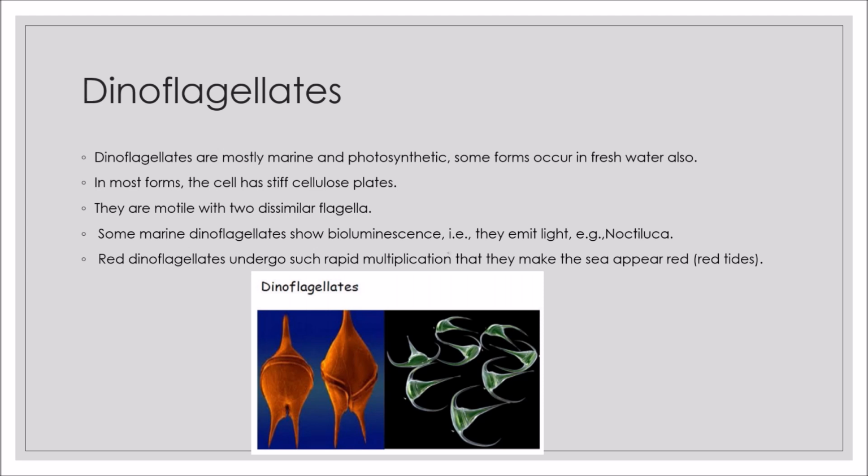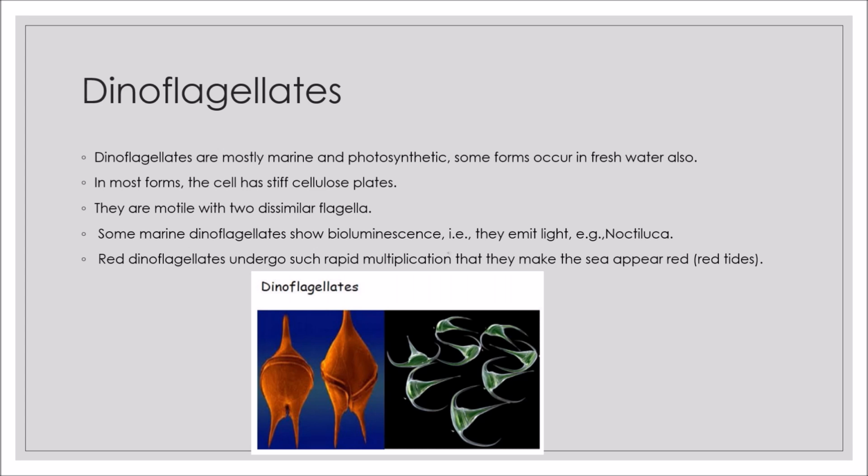These flagella are totally unequal, but they are used for the motility of the bacteria. And some marine dinoflagellates are bioluminescent, that is, they can emit light in the dark. For example, Noctiluca. And red dinoflagellates undergo very fast multiplication, so that they can make the whole sea appear red. So, red tides. These are the two different types of dinoflagellates that are present.